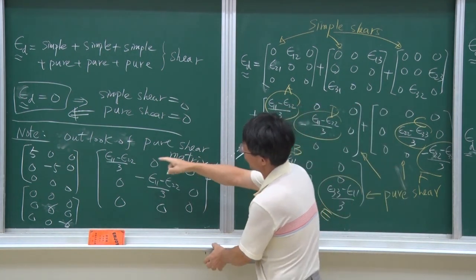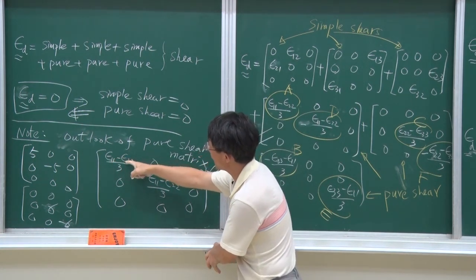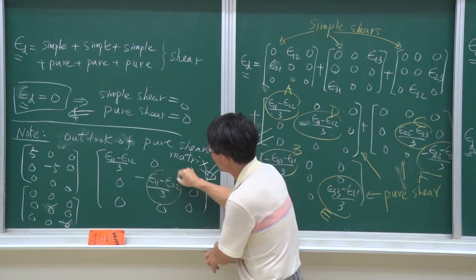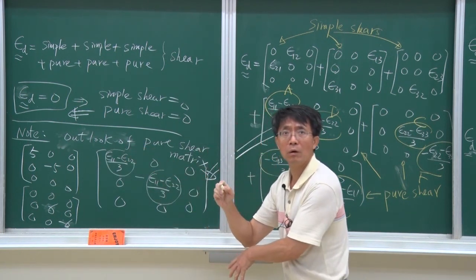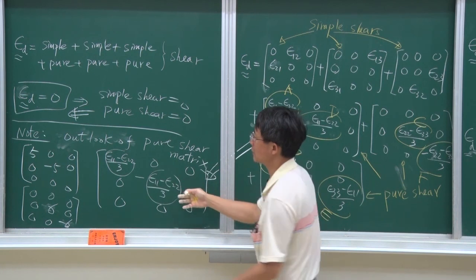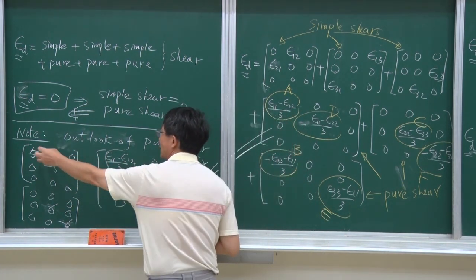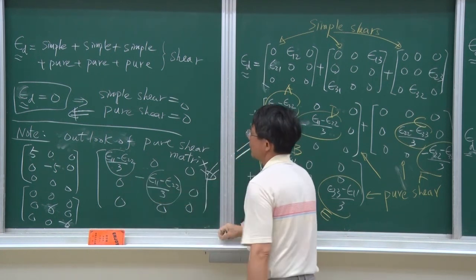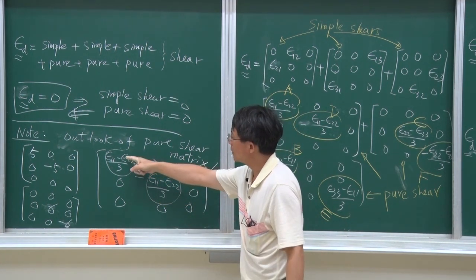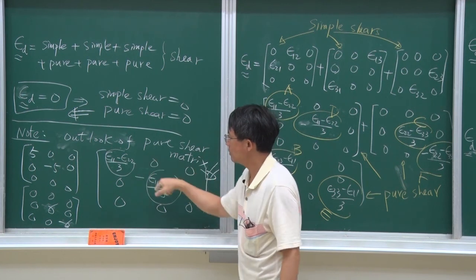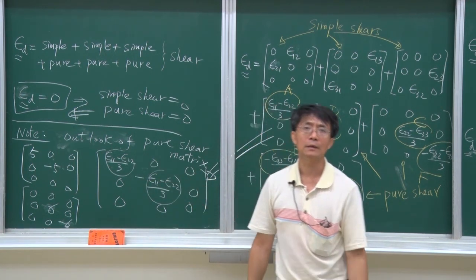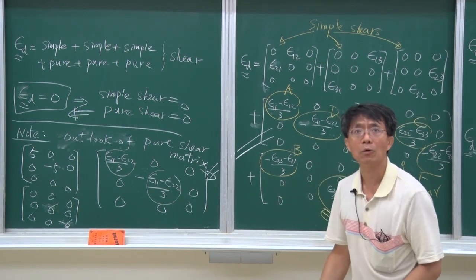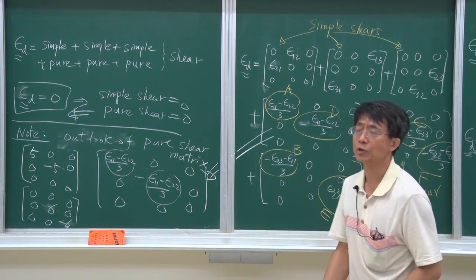Why is this small matrix pure shear? Because see here, the absolute value of 1,1 and the absolute value of 2,2, they are equal. They have equal absolute value, just 5 and 5. But one is plus, one is minus. So these two terms have equal absolute value, but different sign. So it is a typical outlook of pure shear.